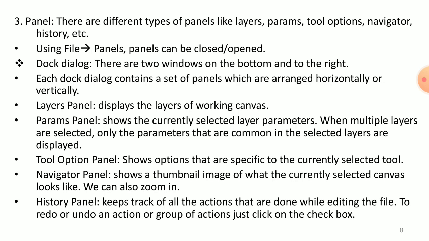Navigator panel. The Navigator shows a thumbnail image of what the currently selected canvas looks like. We can also zoom in and zoom out. That means the navigator panel. The History panel keeps track of all the actions done while editing the file. To redo or undo an action or group of actions, just click on the checkbox. That means the history panel.